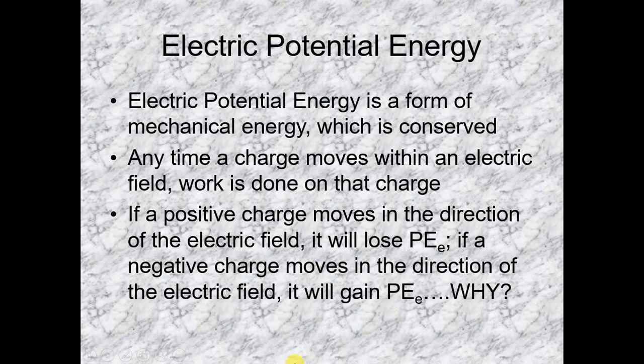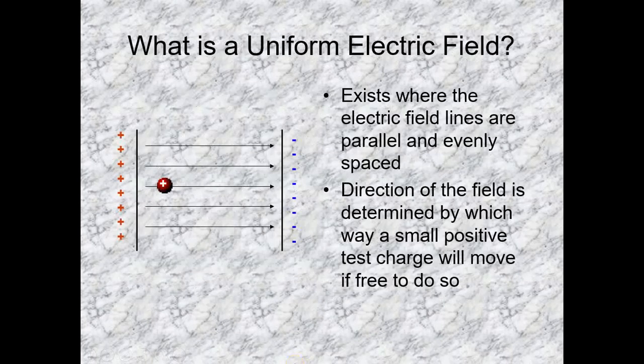Anytime a charge moves within an electric field, work is done on that charge. Potential means we have the ability to do work. If a positive charge moves in the direction of the electric field, it will lose PE. If a negative charge moves in the direction of the electric field, it will again change PE.